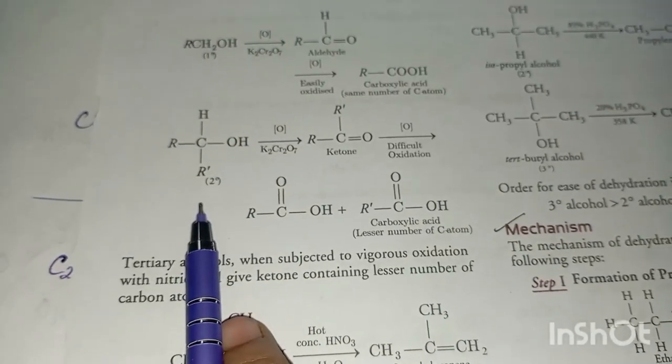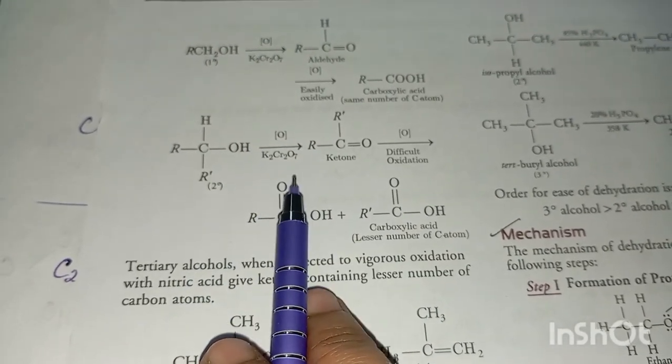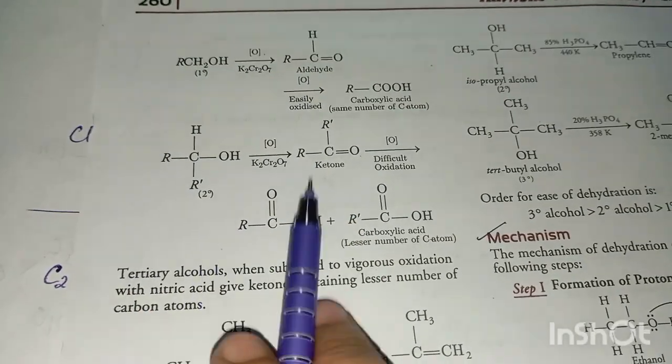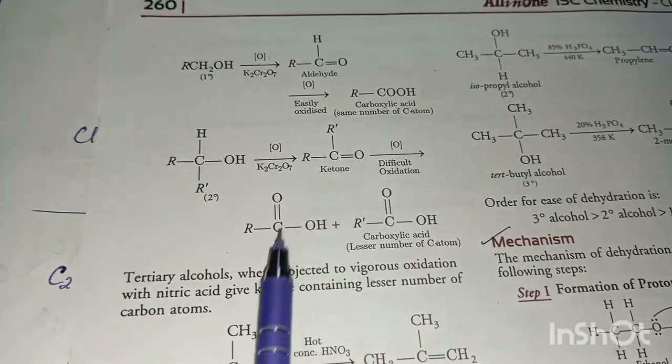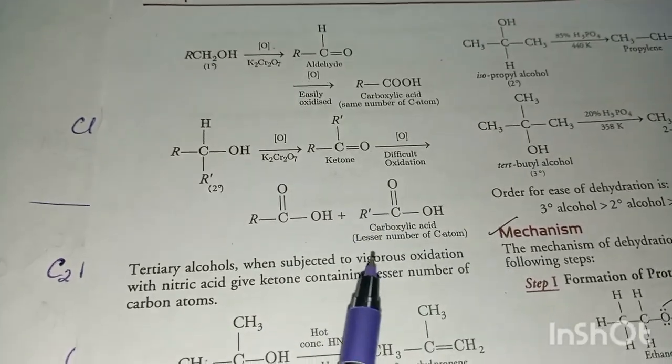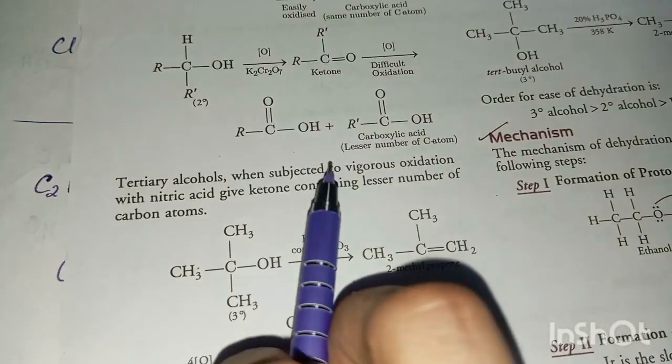Now here we have taken secondary alcohol. Secondary alcohol in the presence of potassium dichromate will give ketone. Primary alcohol is giving aldehyde but secondary alcohol is giving ketone, okay. So further oxidation is difficult and it leads to carboxylic acid with a smaller number of carbon atoms, okay.